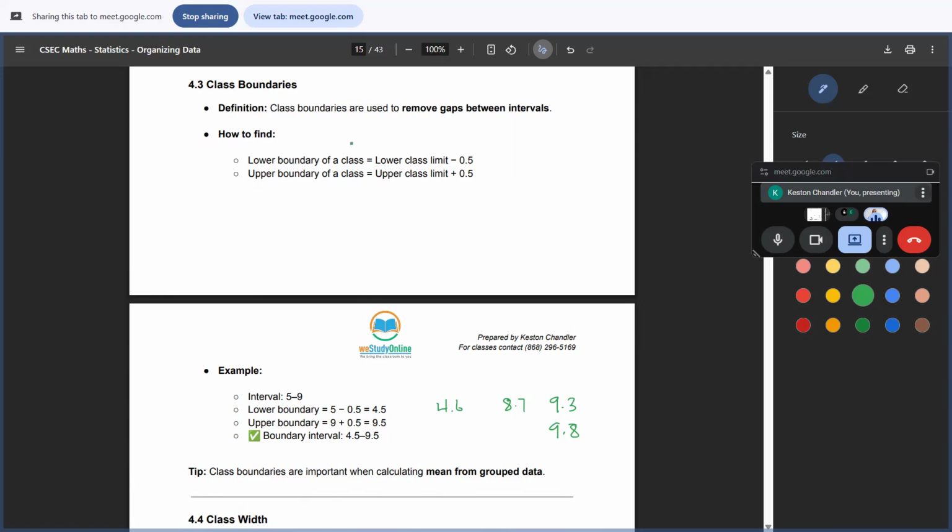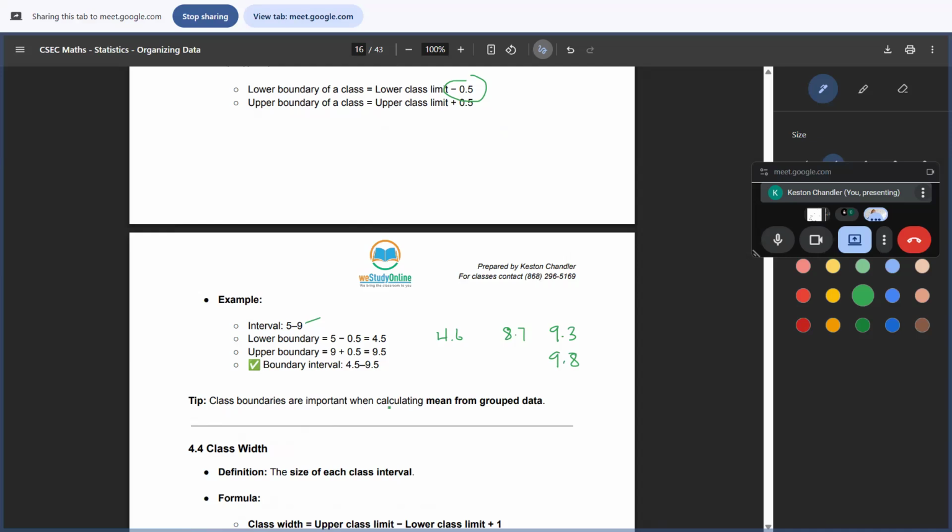The lower class boundary of any interval, so you need the limits in order to calculate your boundaries, would always be 0.5 less than your lower limit. So for example, the lower boundary in interval 5 to 9 will be 4.5. It's 0.5 less than 5. The upper boundary is 0.5 more than your upper limit. So if our upper limit here is 9, then our upper boundary will be 9.5.